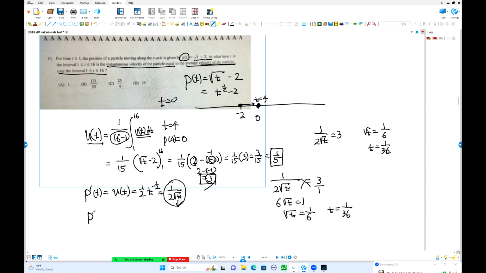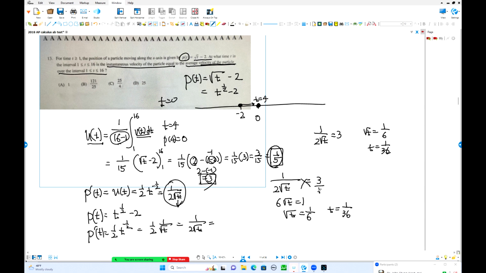And the instantaneous velocity of the particle is p prime t. Check one more time: p of t equals t to the 1 over 2 minus 2. P prime t is the velocity, 1 over 2 t to the negative 1 over 2, which is 1 over 2 square root t. It must be equal to the average velocity, which equals 1 over 5.